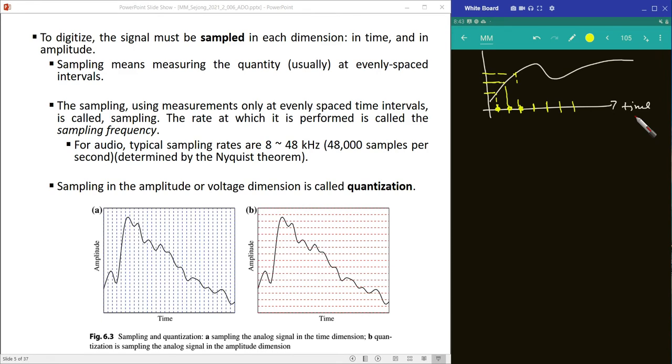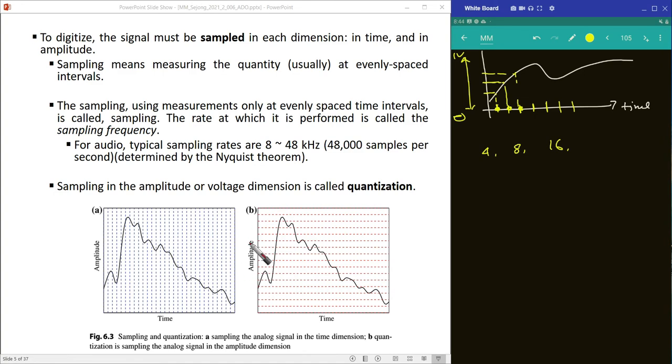Now, we need to do a similar thing, sampling over the amplitude dimension also. This one is our sampling across time, but this one is sampling across the amplitude dimension, because in the amplitude domain we can consider, let's say, from 0 to 1 volt. Definitely we can consider infinite levels, but as I explained earlier, we will consider a certain number of levels, because we don't need every possible level. So let's say you might consider 4 levels, 8 levels, 16 levels, and so on. So across the amplitude dimension, you also do some sort of sampling.